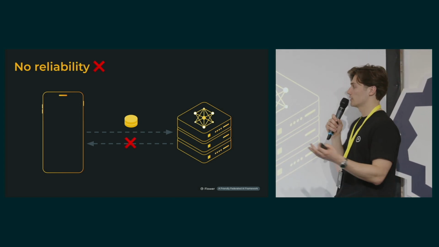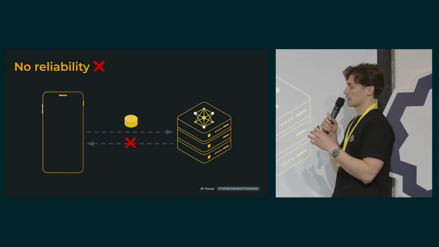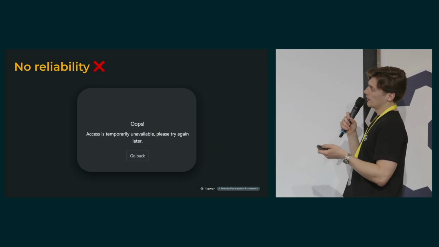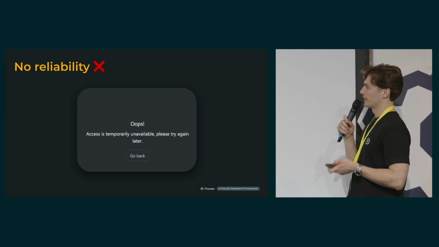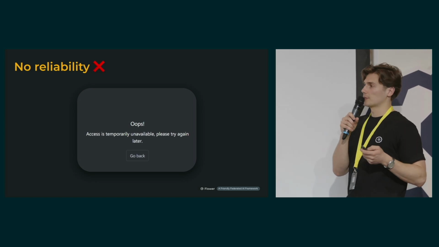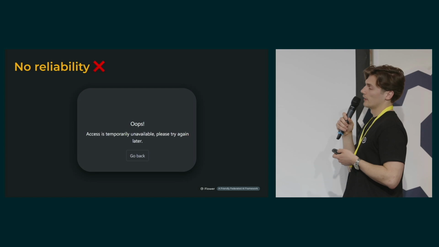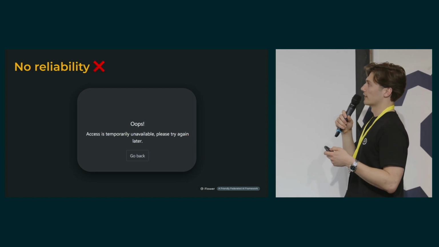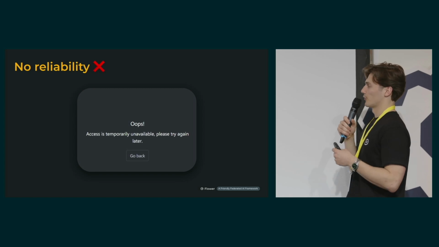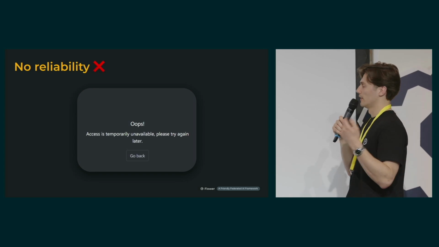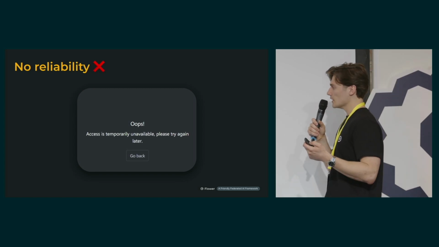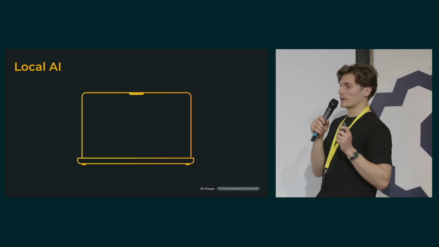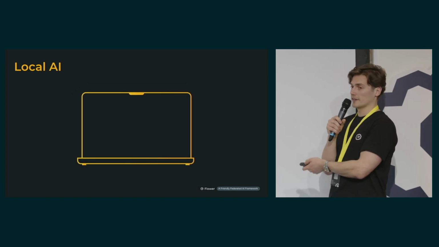And also, some other disadvantage is that you get less reliability because the server can go down. This kind of message probably already happened to some of you. And also, if you have no internet, then you can just not do anything with your model. So if you're, I don't know, in a plane or in a train, you might not be able to run your models. And so this is where local AI comes in.